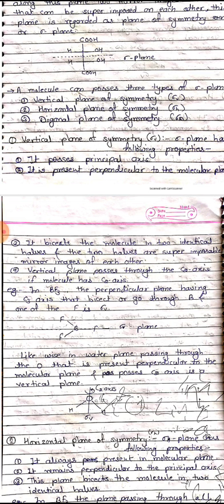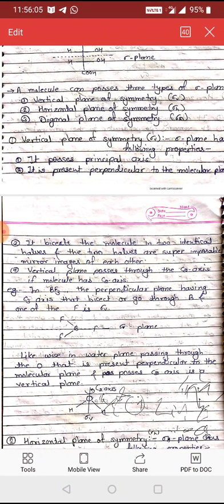Now, which plane will be regarded as a vertical plane? The plane that is passing through boron and one of the fluorines, and that is perpendicular, that contains the C3 axis and bisects one of the C2 axes. Then this plane will be regarded as a vertical plane of symmetry.